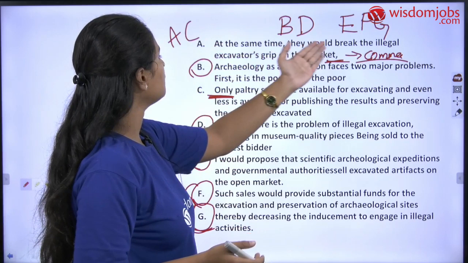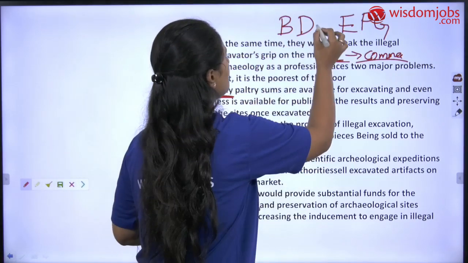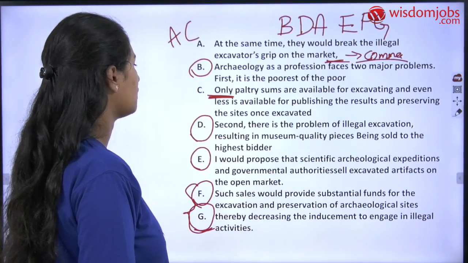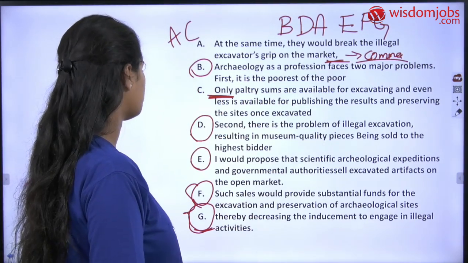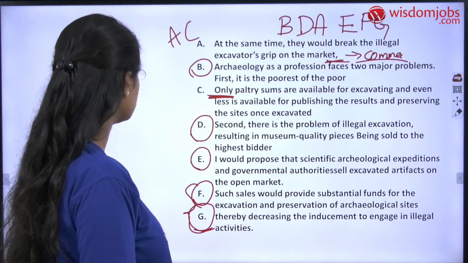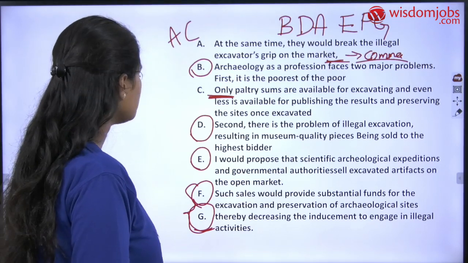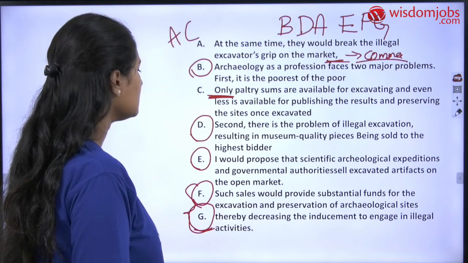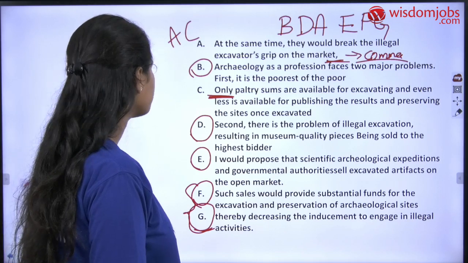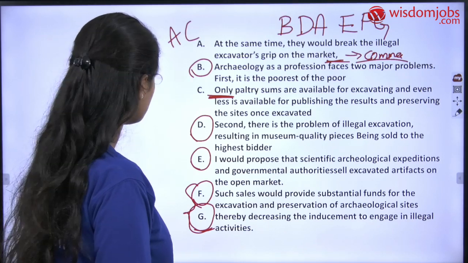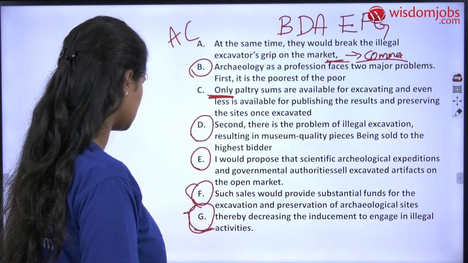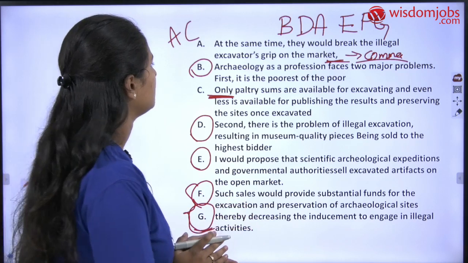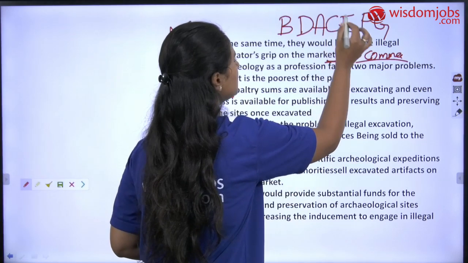At the same time, they would break the illegal excavators' grip on the market. Then comes A. Only paltry sums are available for excavating and even less is available for publishing the results and preserving the sites once excavated. I would propose that scientific archaeological expeditions and government authorities sell excavated artifacts on the open market. Such sales would provide substantial funds for the excavation and preservation of archaeological sites, thereby decreasing the inducement to engage in illegal activities. So, B, D, A, C, E, F, G.